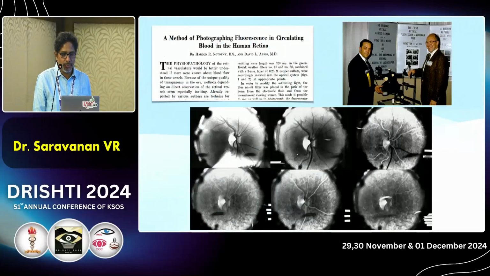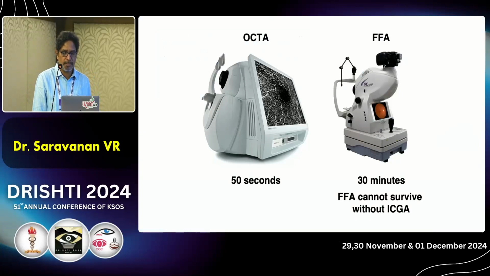So we go back to when Novotny and Alves first did the human angiogram. Novotny performed the procedure on Alves, and this is the first angiogram captured in a human eye. Since then, the technique was popularized by Maumenee from Baltimore as well as Dr. Donald Gass, who popularized it extensively and studied the fluorescent angiogram patterns in various diseases.